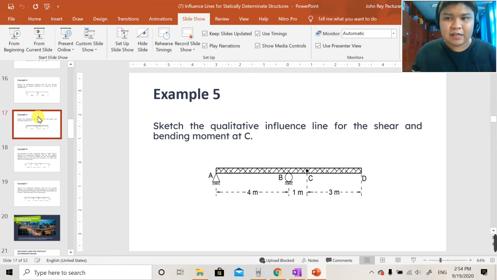So sige, para makapanood na kayo ng third example, so this will be my third example sa sketching the influence line of the beam. I-stop ko na to and I hope nga may natutunan kayo dito sa video presentation na ito. So, yun, class, bye-bye!